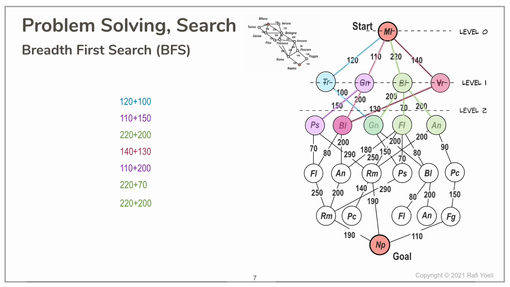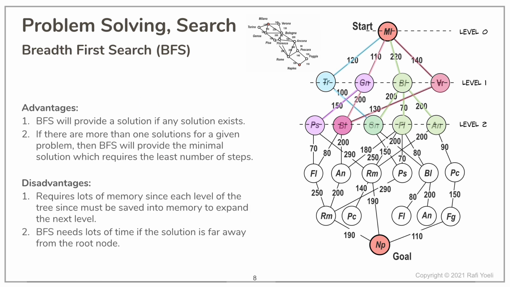We continue this process, level by level. At each level, we keep track of the cumulative distance from Milan. If we reach Naples, we mark it but continue exploring the current level. This methodical, level-by-level approach ensures that if there's a path to Naples, we'll find it, and it will be the shortest. So what are the advantages of breadth-first search?